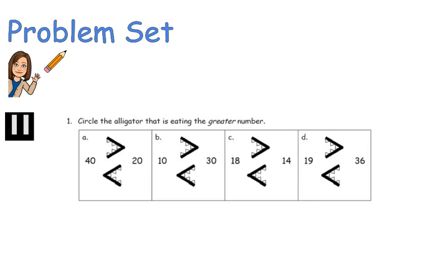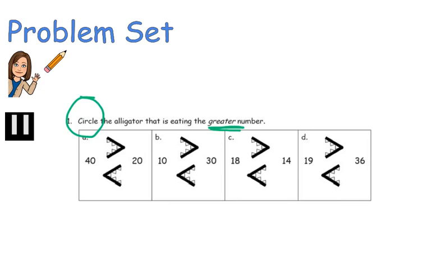Alright, here's our next problem. We are going to use the alligators now. Do you see how there's the 2 alligators? Okay. The directions say, circle the alligator that is eating the greater number. So, we have to look at the 2 numbers and circle the top gator or the bottom gator. Alright? You have to find the greater gator. The number that's greater than.